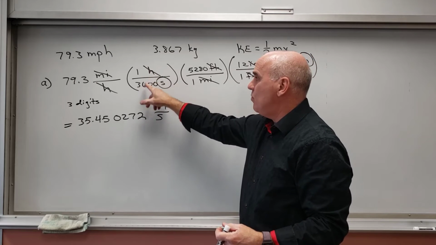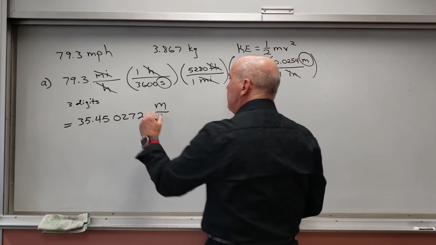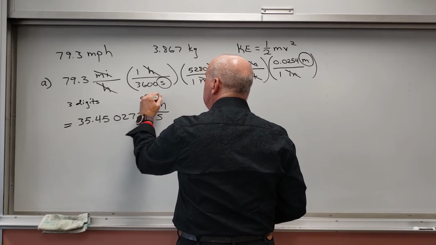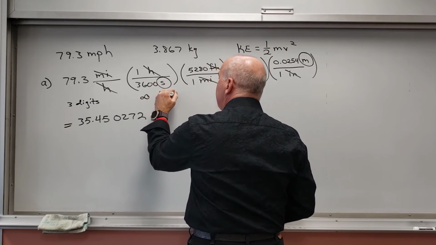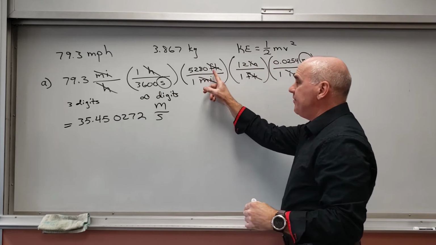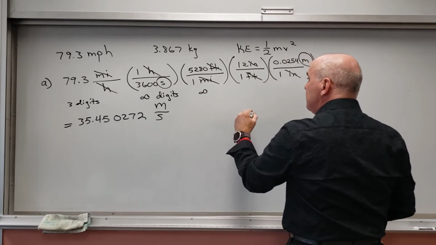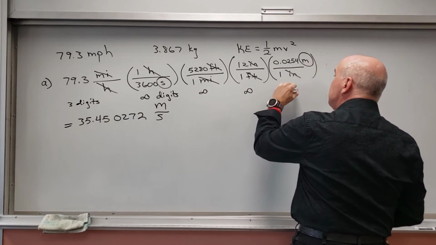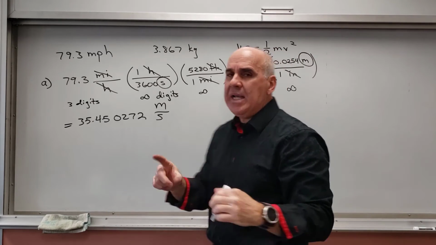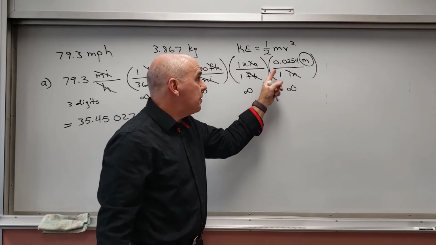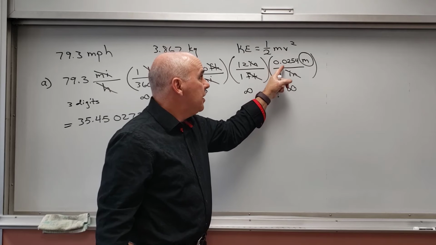By definition, 1 hour is 3,600 seconds. So this is an infinite number of digits. By definition, 5,280 feet is 1 mile. Infinite number of digits. This is a good one to have in the back of your brain here.